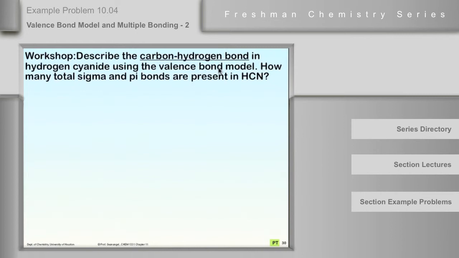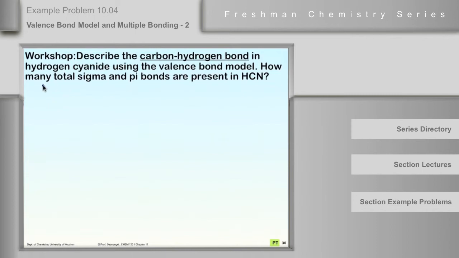Let's do a little workshop on the valence bond model. Last workshop on valence bond. Describe the carbon-hydrogen bond in hydrogen cyanide using the valence bond model. How many total sigma and pi bonds are present in HCN?